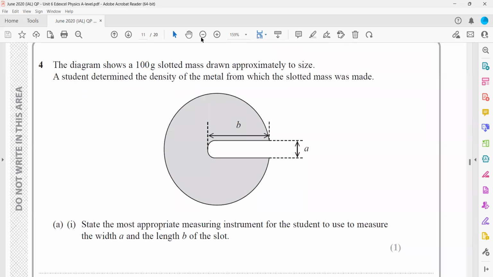In question 4, the diagram shows a 100-gram slotted mass drawn approximately to size. Determine the density of the metal from which the slotted mass was made. So the experiment is we are finding the density of this slotted mass.